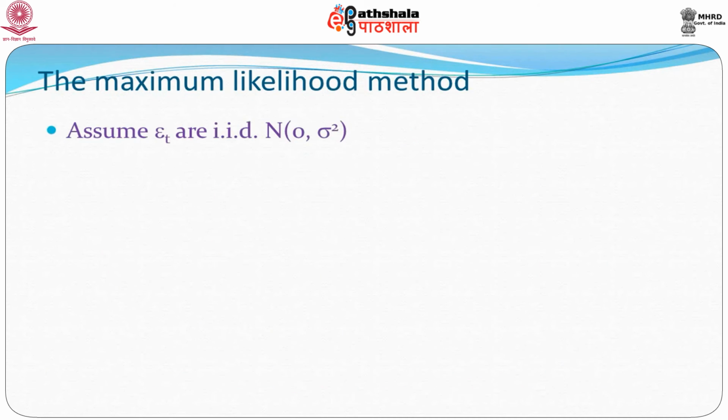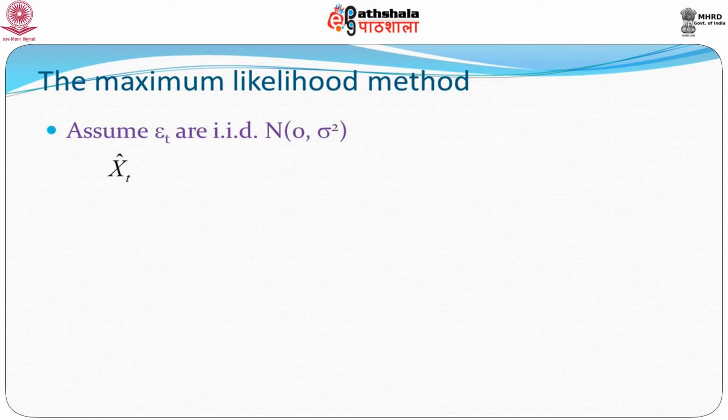Let us look at another way of estimating the parameters. This is referred to as the maximum likelihood method. So, it is the usual maximum likelihood, and you need to estimate the parameters assuming some underlying distributional form. We assume that the epsilon_t's are IID normal, 0, sigma squared.